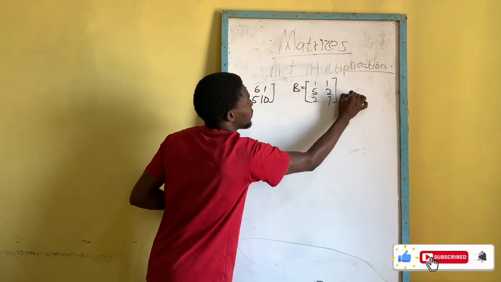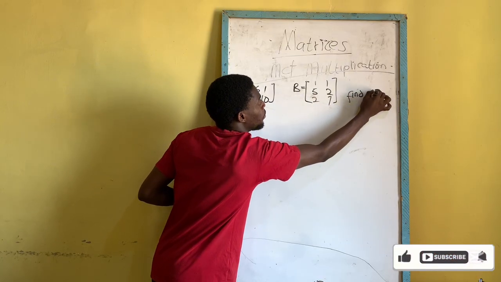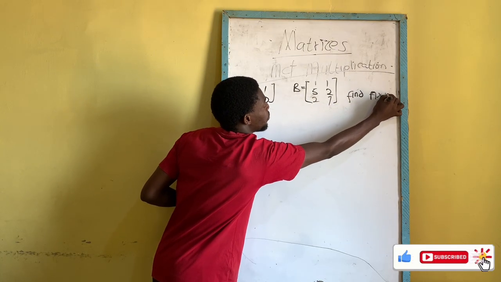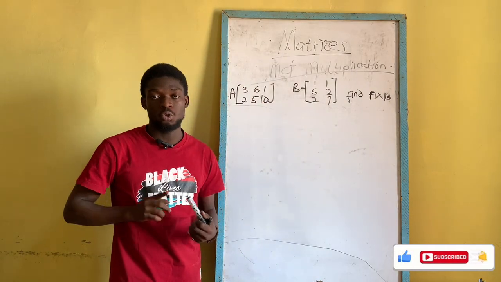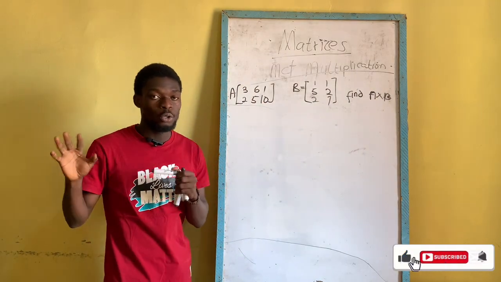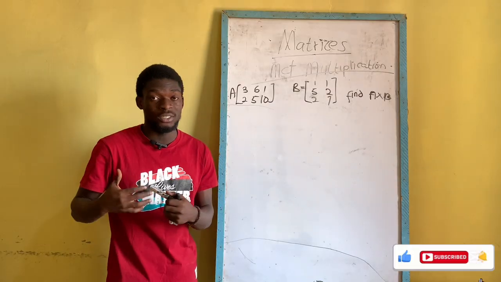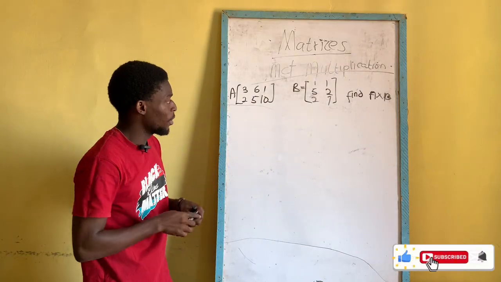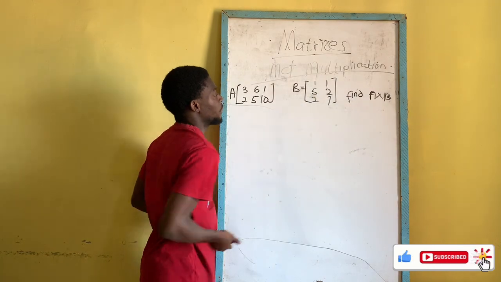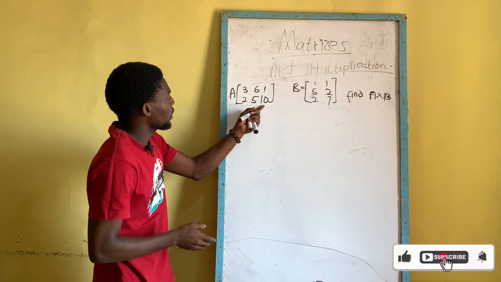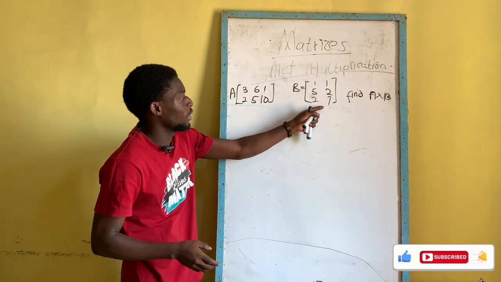So find A times B. And remember, multiplication of matrices is not commutative. We will go deep into properties of matrices in our subsequent videos. But for now, let's look at this multiplication of matrices. We have to find A times B. As I said, this is a 2 by 3 matrix and a 3 by 2 matrix.